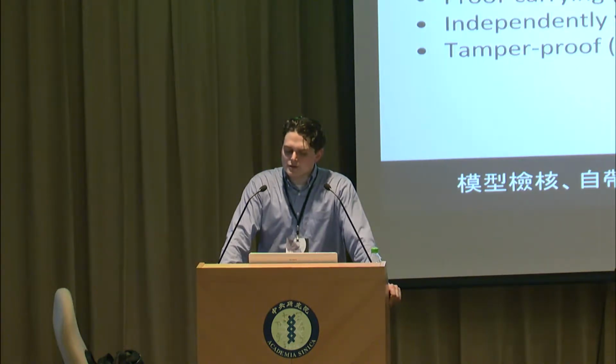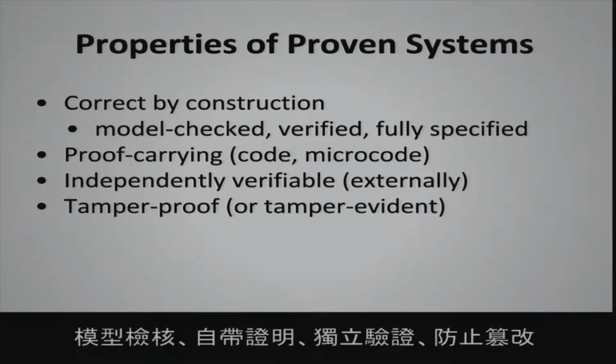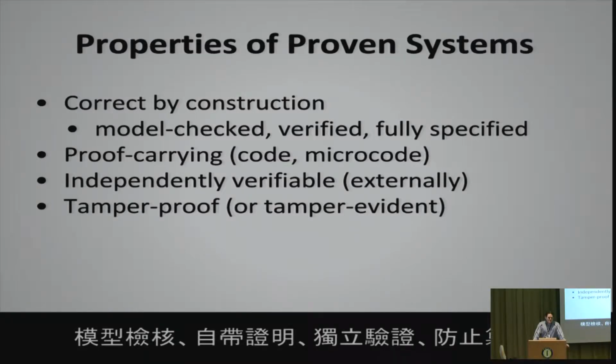There's also tools to create proof-carrying code where software carries its own mathematical logical proof with it. These proven systems also have tools where they're independently verifiable from the outside, like with a microscope or some other kind of scanner, just to determine whether or not the actual device or software matches the original design. These devices or systems can also be tamper-proof or tamper-evident, a very valuable property which we don't have right now.